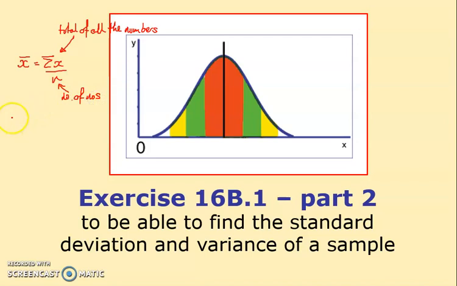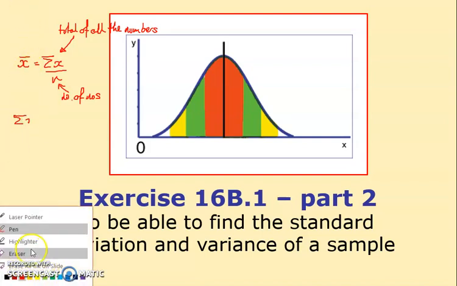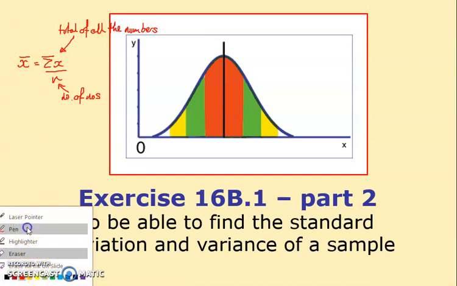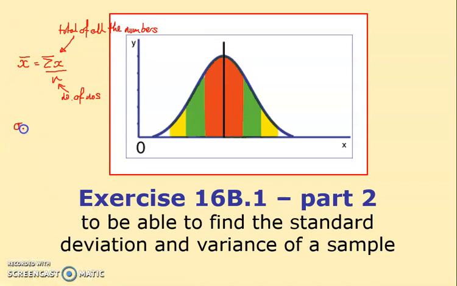Now the second thing that you have is the formula for the standard deviation. It looks a horrible formula, it probably is, but it's not as bad as it first seems. So sigma x squared over n minus x bar squared, all square rooted.